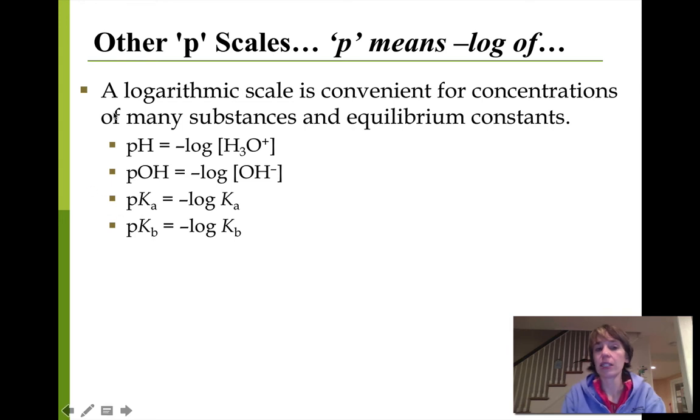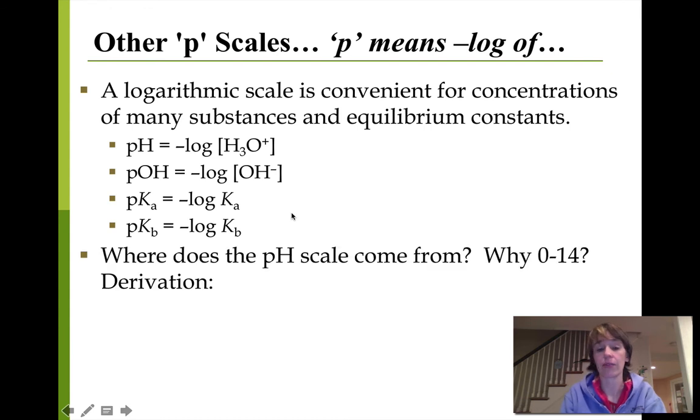A good thing to keep in the front of your mind is that when you see that little p, it means negative log of. So pH is negative log of hydronium ion concentration, and pOH is negative log of hydroxide. We'll also run into pKa and pKb. These Ka and Kb are equilibrium constants representing the acid dissociation constant, and also the equilibrium constant for bases, which we haven't really covered yet.